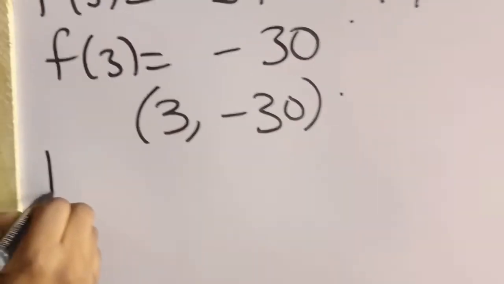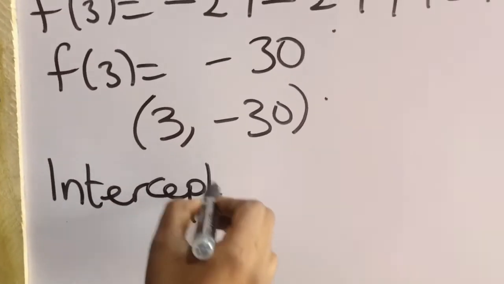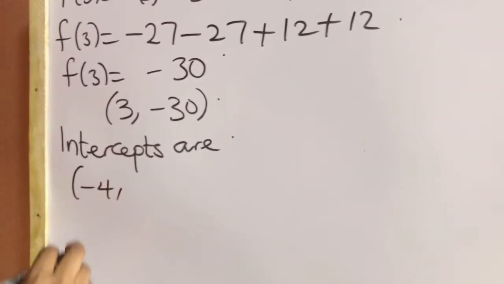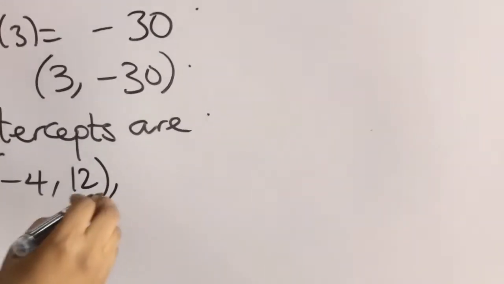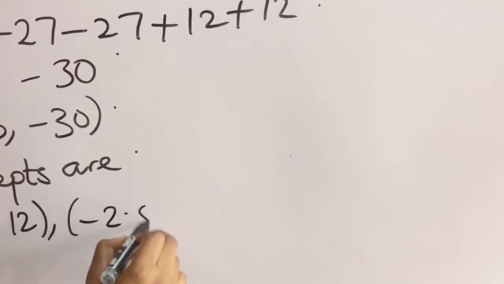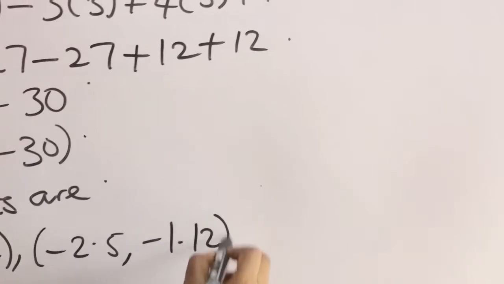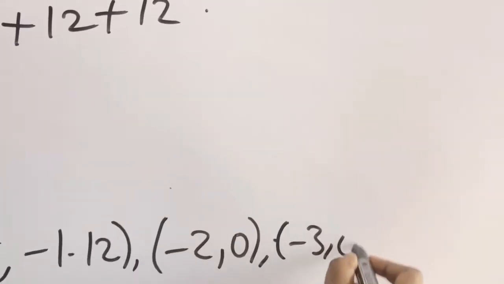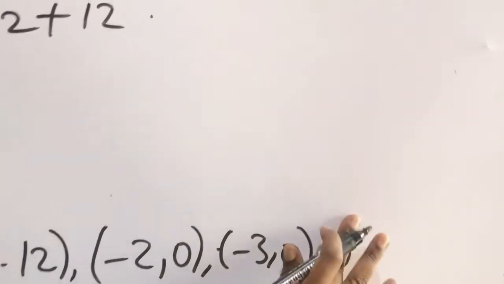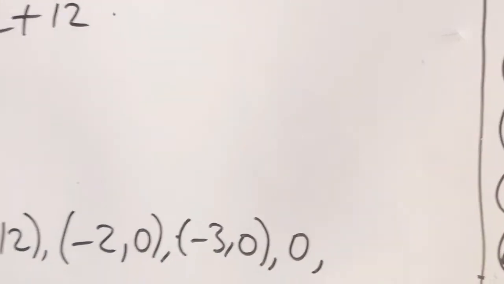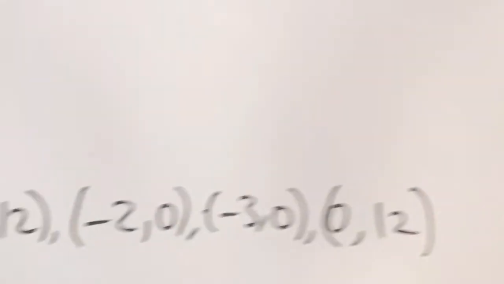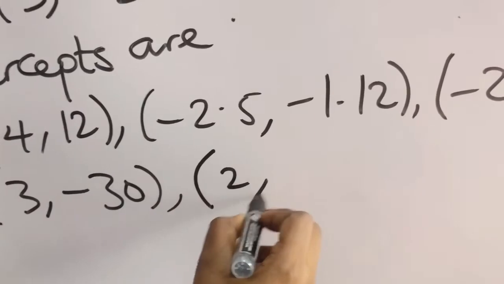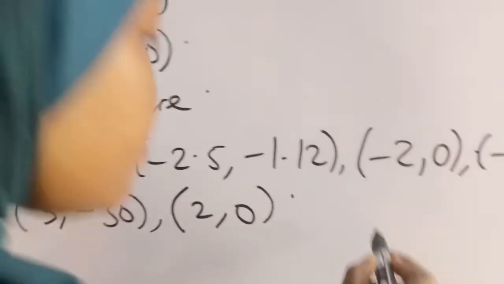So the intercepts, all the points are: the first one here will be minus 4, 12, followed by minus 2.5, minus 1.12, then minus 2, 0, minus 3, 0, 0, 12, then 3, minus 30, then we have 2, 0. So now let's sketch the graph.